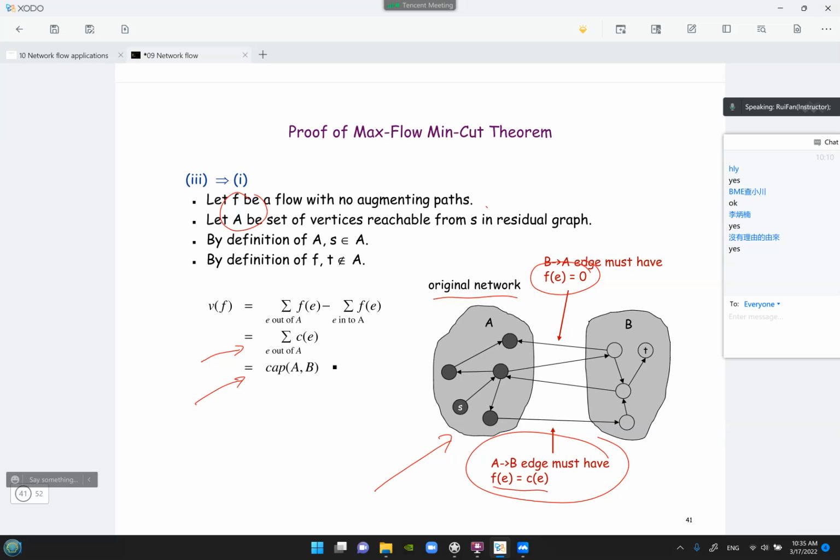So just to summarize: if you have a flow with no augmenting paths, then we constructed the set of reachable nodes in the residual graph. And we showed that for this set of reachable nodes, this A, the flow is exactly equal to the capacity of that cut.